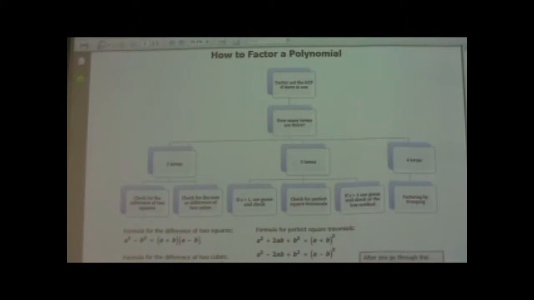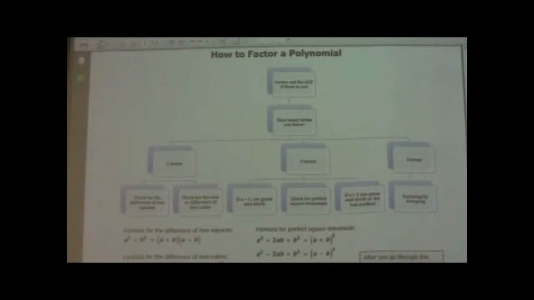So what we're going to talk about today is the strategy to factoring a polynomial. We've learned all the different methods of factoring, but today what we're going to do is learn how to figure out which method applies when we're not told which method applies. All right, so this is our strategy or the process that we're going to go through to factor polynomials.